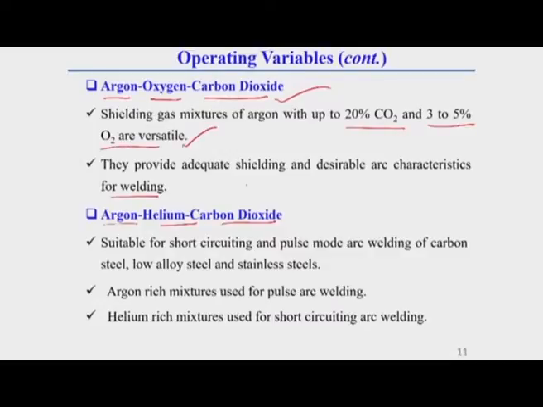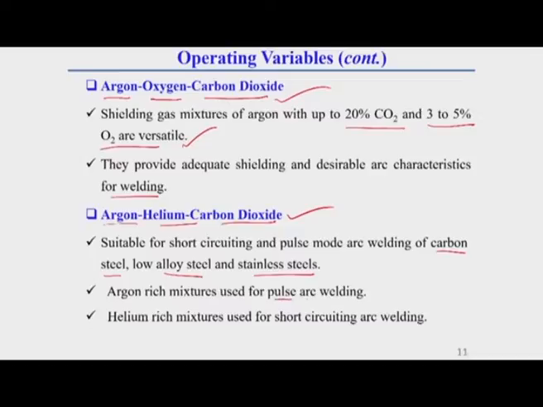They provide adequate shielding and desirable arc characteristics for welding. Similarly, the argon, helium, carbon dioxide mixture also has some specific applications. These types of mixture are generally used for short circuiting and pulse mode arc welding of carbon steel, low alloy steel and stainless steel. For these materials, if we use this mixture, then we can get short circuiting types of metal transfer or pulse mode types of metal transfer.